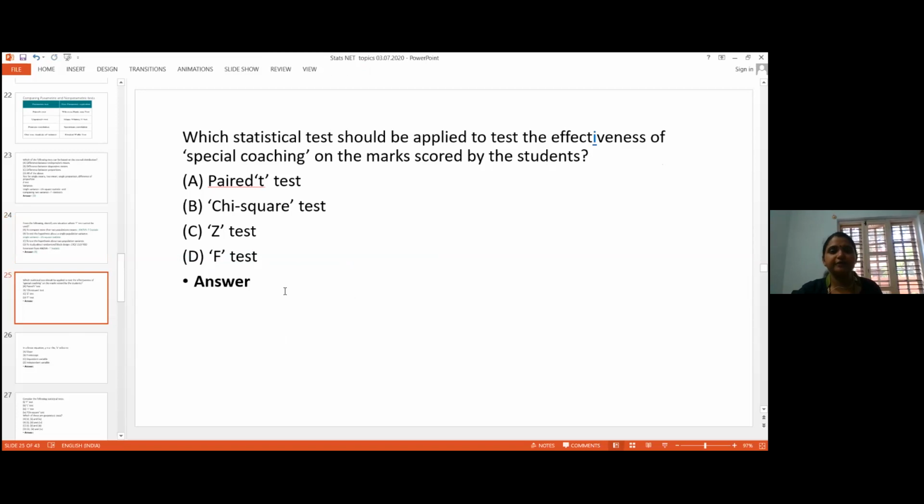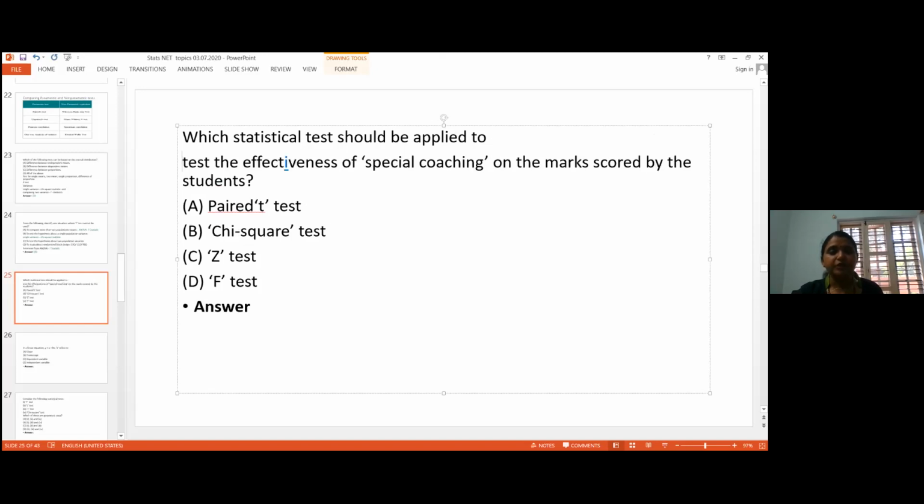Okay, that's fine. Now we are done with the main concepts explanation. Now onwards, I need to see some answers. I need to see to it that you are able to follow also. The question here is, which statistical test should be applied to test the effectiveness of special coaching on marks scored by the students? Effectiveness of special coaching on marks scored by students.